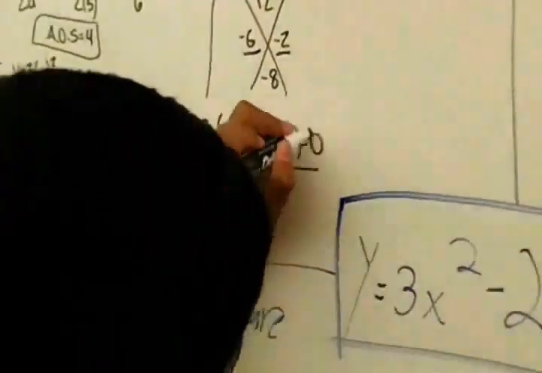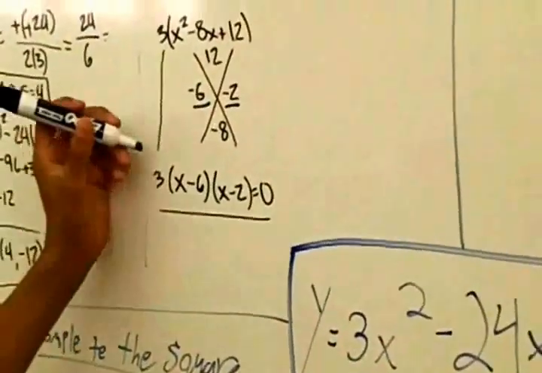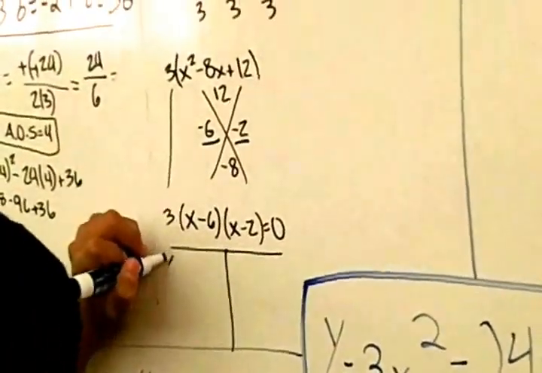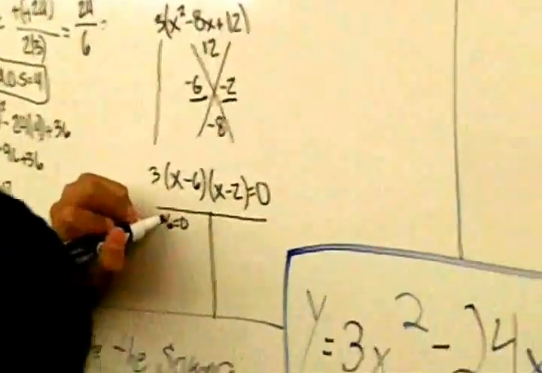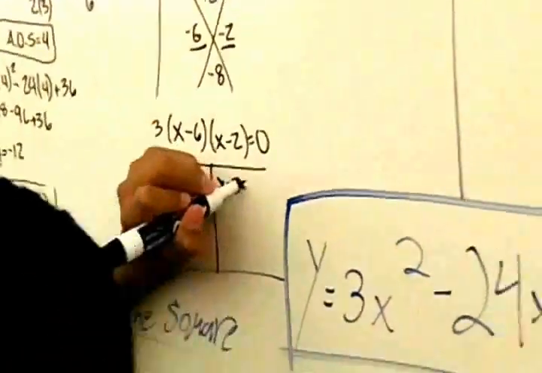Alright, so you have to set it equal to 0 to solve for our roots. And don't forget to bring down that 3. So x minus 6 equals 0. x minus 2 equals 0.